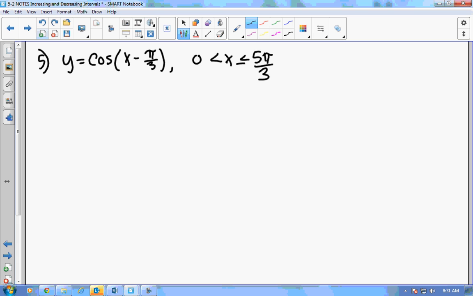Say what? Yeah, that's pi thirds, and 5 pi thirds. So this is our function. y equals cosine of x minus pi thirds from 0 to 5 pi thirds. 0 is less than x, which is less than or equal to 5 pi thirds.